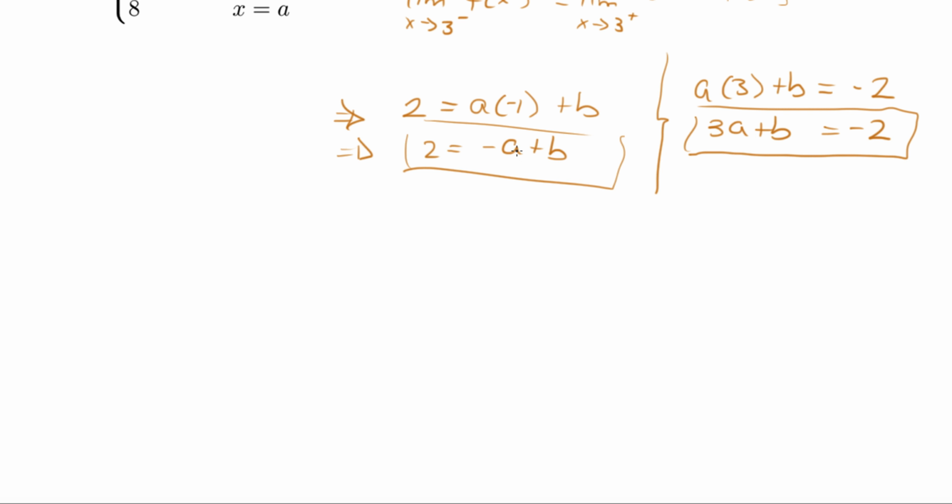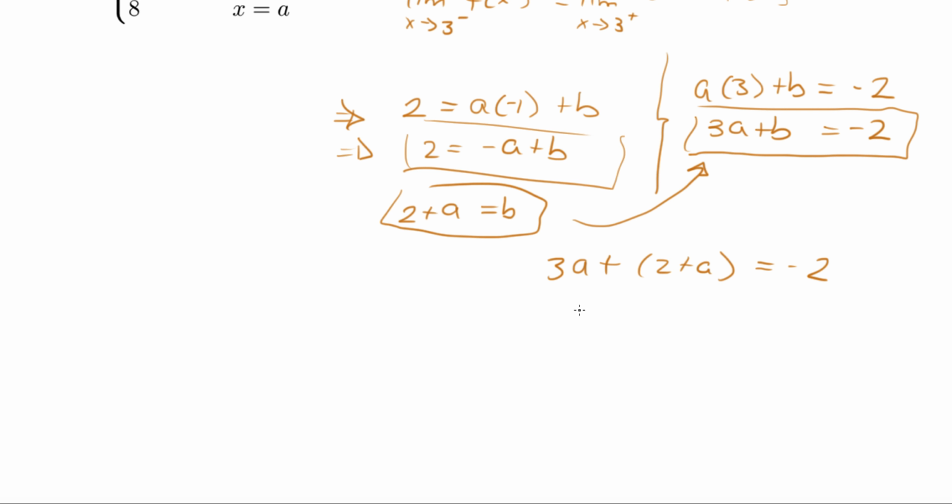Okay, so I'm going to bring the a to the left, so 2 plus a equals b. And I'm going to plug that into this one. So 3a plus b, which is 2 plus a, equals negative 2. So we add common terms. So 3a plus a is 4a, plus 2 equals negative 2. I subtract the 2. So 4a equals negative 2 minus 2. 4a equals negative 4. We divide by 4.